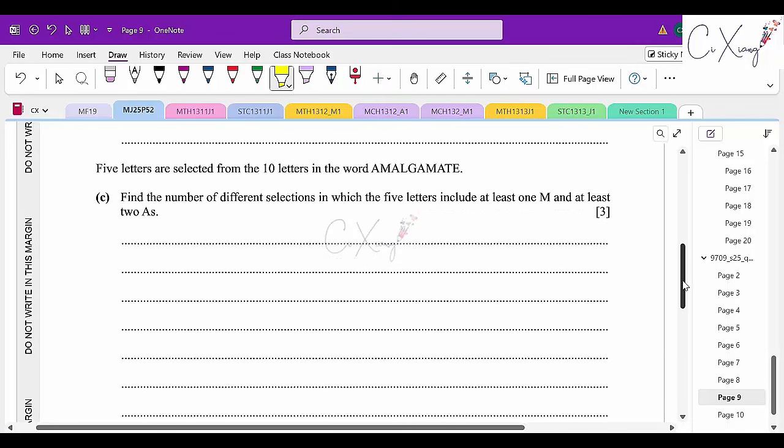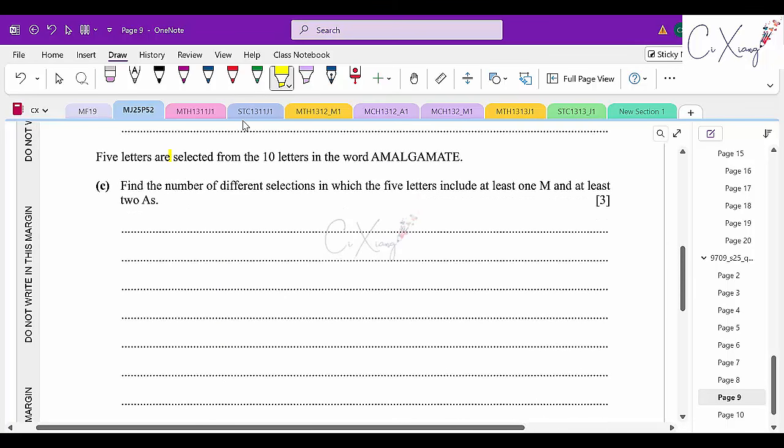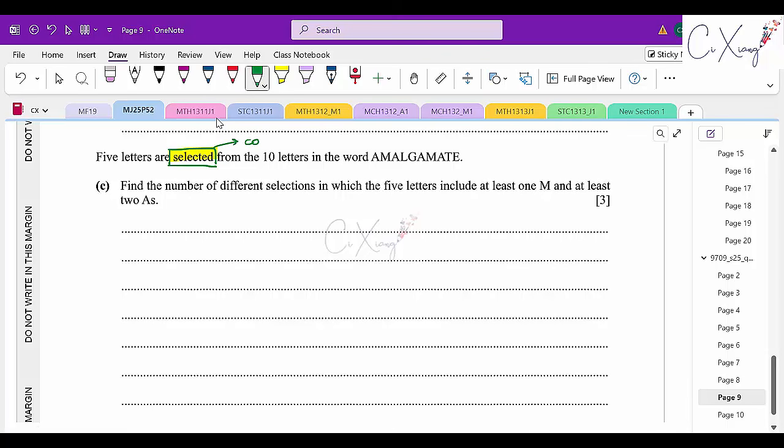For part C, 5 letters are selected. Highlight the keyword selected. This gives you a keyword or idea saying that we are going to select them and it involves combination. And for combination questions, the steps involved will usually be nCr. Now they say find the number of different selections where the 5 letters include at least one M and also at least 2 A's. So I have a few restrictions here for the selection.